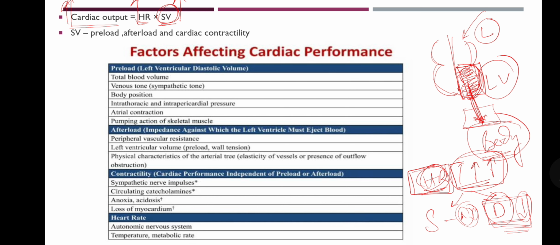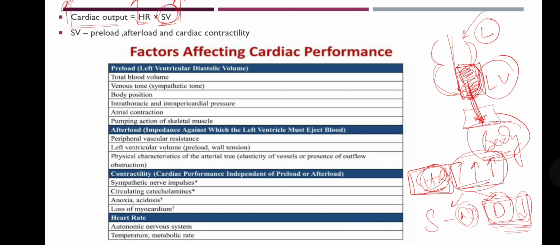So these are the three factors which are very important for heart failure. That means either there is a preload failure, or an afterload failure, or a contractility failure of the heart. So preload failure means there is a decreased amount of blood entering the right side of the heart, and the right side of the heart is unable to pump enough blood to the lung, and then there is less blood into the left ventricle which goes into the body. That means there is right heart failure.